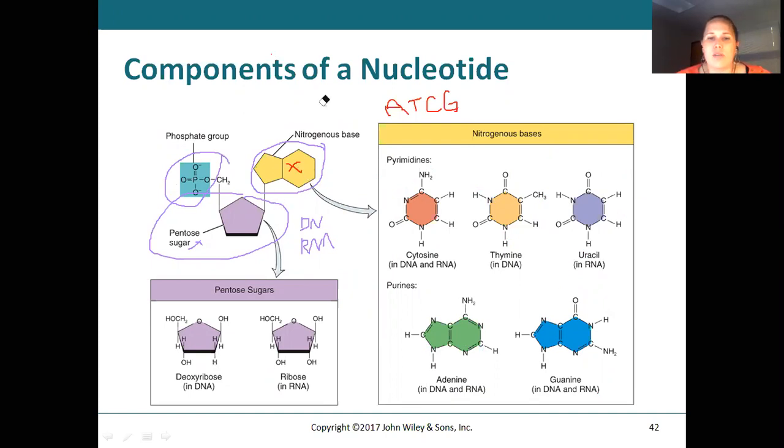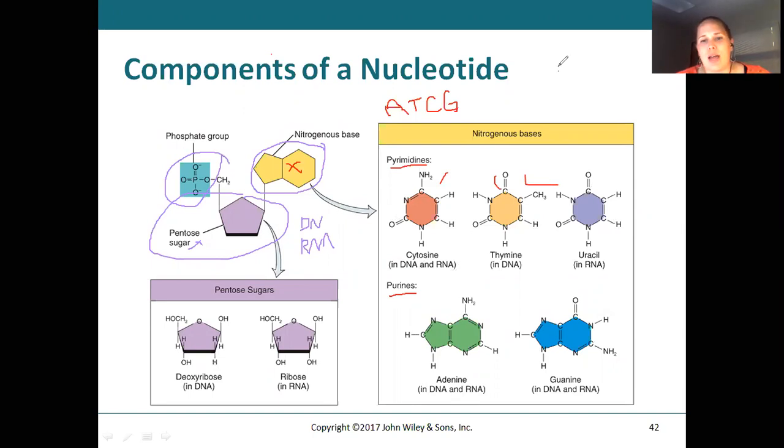Other things to note is that if we're going to cluster these things together in terms of their ring structures, you'll see these single ring structures here of C, T, and U. These are pyrimidines. Adenine and guanine are purines. In terms of memorizing the pyrimidines versus the purines, I won't have you do that for this course, because I think that's more outside of the scope, but in case you're taking a biology course and you need to memorize them.